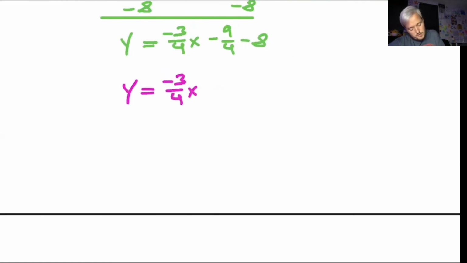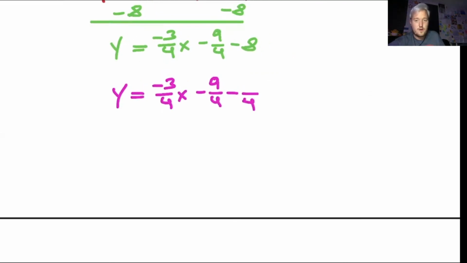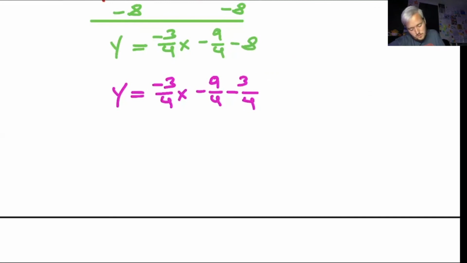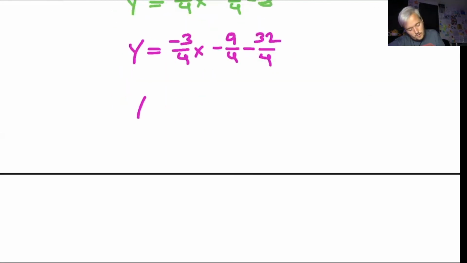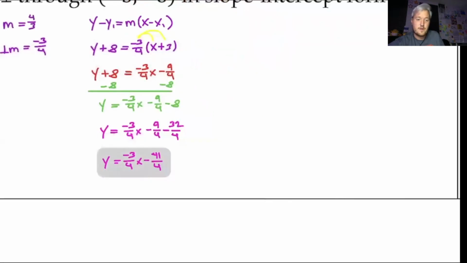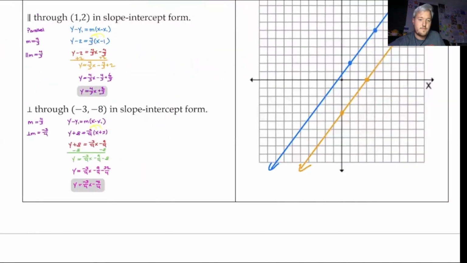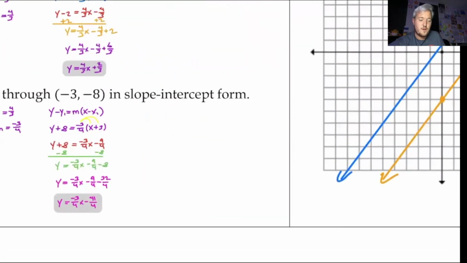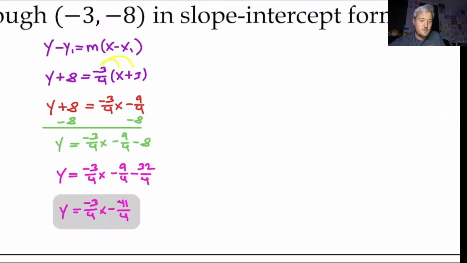Negative 3/4 x minus 9/4 minus, so I'm going to get a common denominator of 4. So 8 times 4 gives you 32. So now y equals negative 3/4 x minus 41/4. Wow, this is truly awful. But there you go. So that's gross. It's about negative 10-ish.